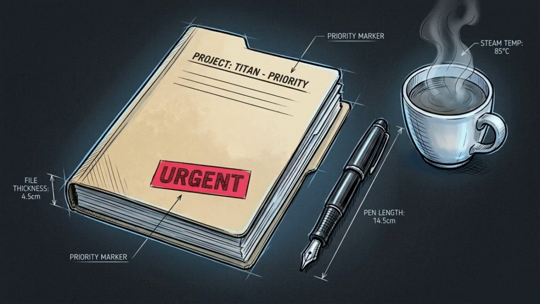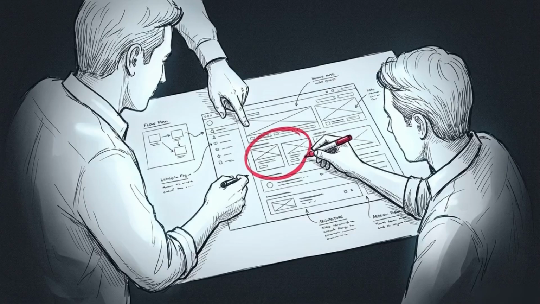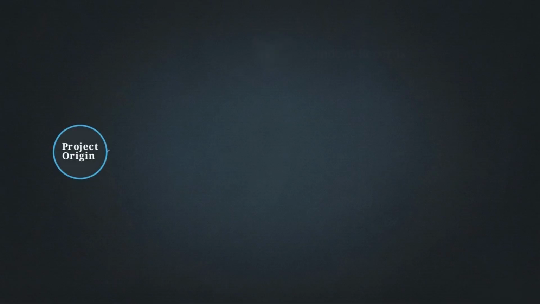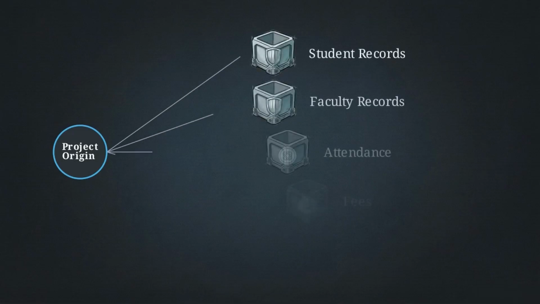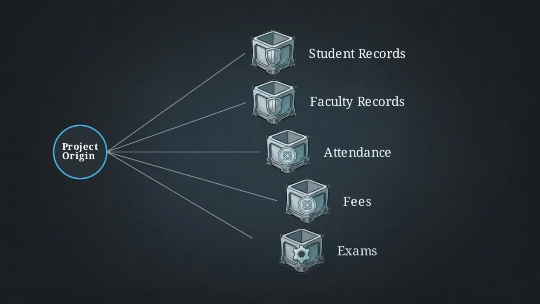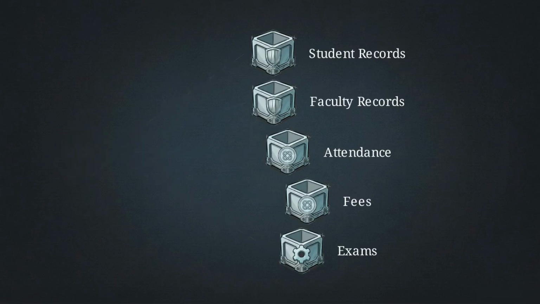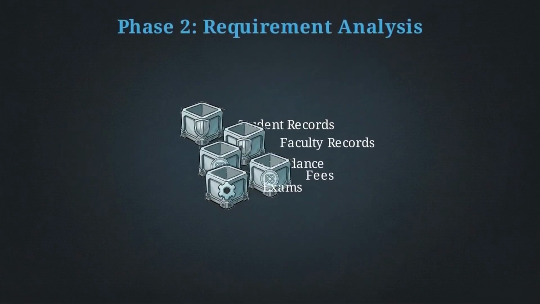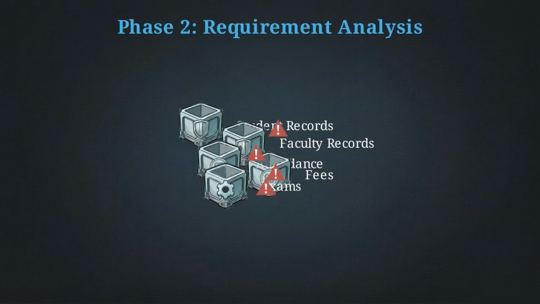The process starts with Phase 1, requirement gathering. Before developers can decide how to build the software, they must identify exactly what the software needs to do. For our college system, we start by collecting categories of information: student records, faculty records, attendance, fees, and exams. These inputs lead to Phase 2, requirement analysis.